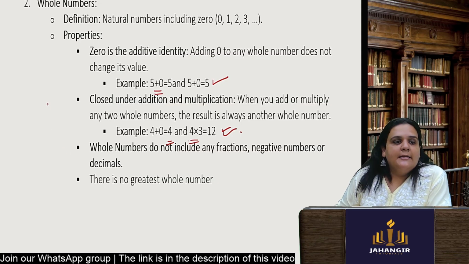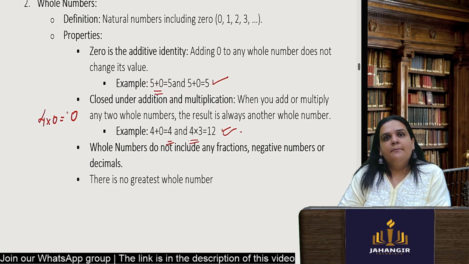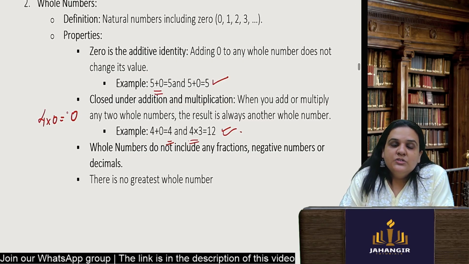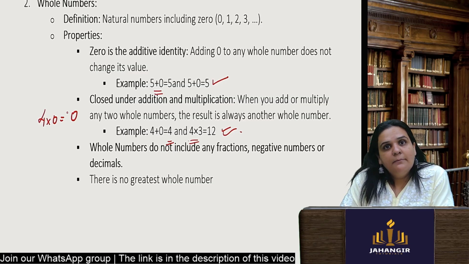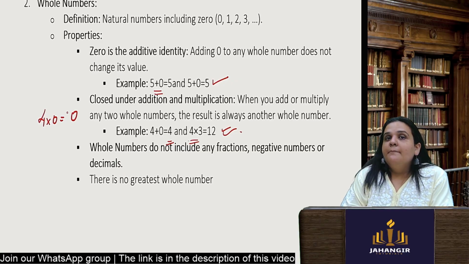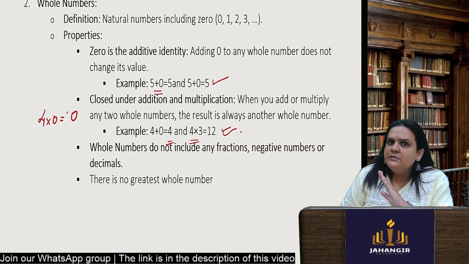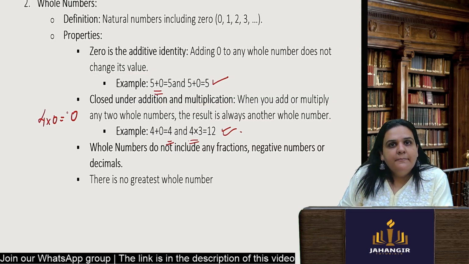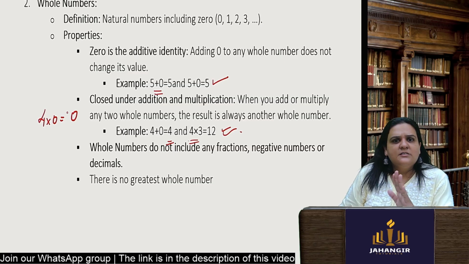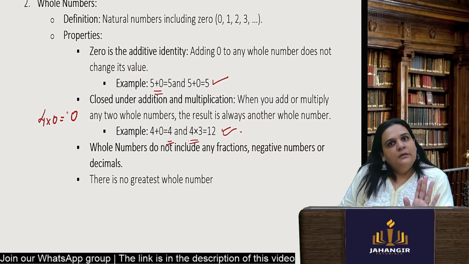Suppose I am multiplying 4 into 0. What will happen? The answer is 0. If you multiply 0 with any number, it becomes 0, and 0 is a whole number. When I do the addition 5 plus 0, 5 is again a whole number. It's a natural number as well as a whole number. And there is no greatest whole number. Whole numbers do not include fractions, negative numbers, or decimals. Natural numbers also don't include fractions, ratios, or negatives. Okay.